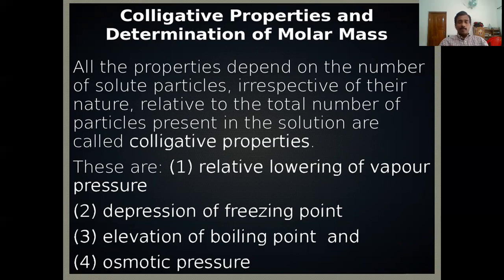Here we have to discuss four important colligative properties. The first one, relative lowering of vapor pressure. Second one, depression of freezing point. Third, elevation of boiling point. And fourth one, osmotic pressure. And we have to see them in detail. What is meant by relative lowering of vapor pressure? What is depression of freezing point? What is elevation of boiling point? And what is osmotic pressure?